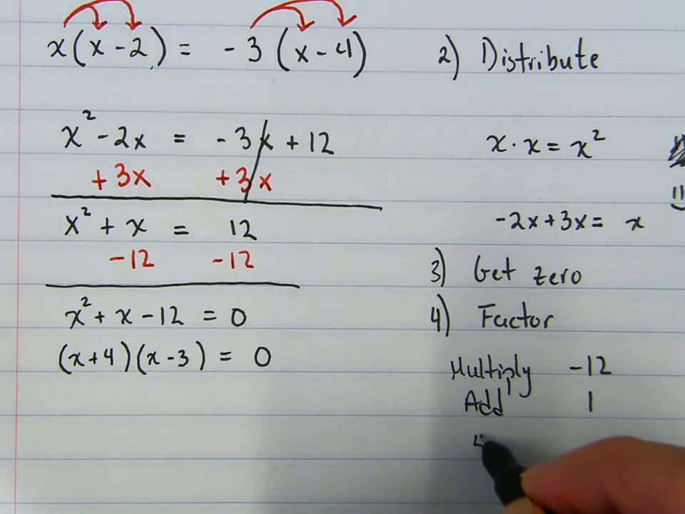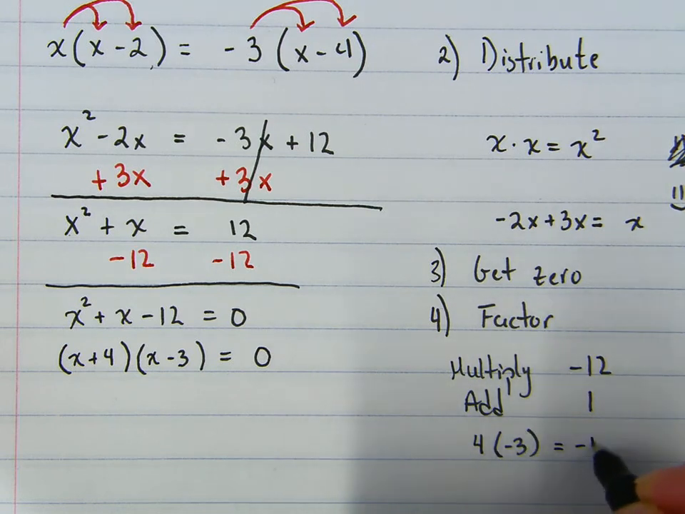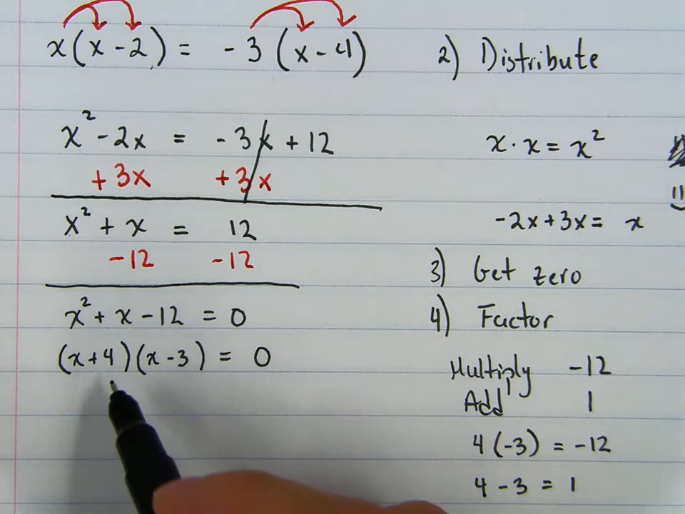Why is it 4 and negative 3? What is 4 times negative 3? It's negative 12. What is 4 minus 3? It's 1. So these are the two numbers.